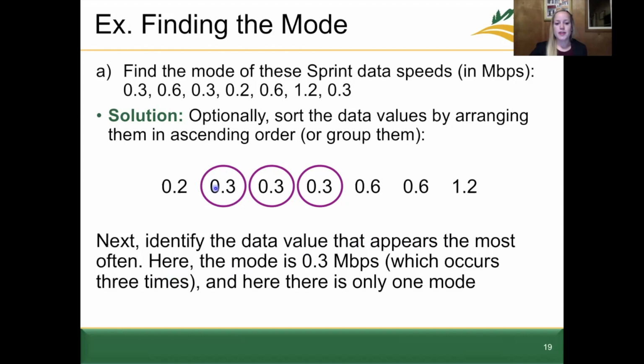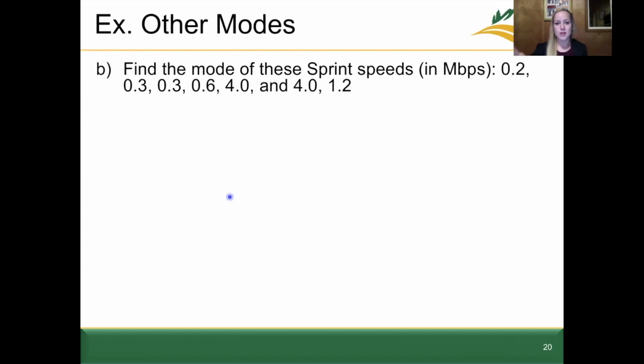Our mode here is 0.3 megabits per second, and there is only one mode because no other data value also appears 3 times in this data set. So we only have one mode and it's 0.3. Let's do 2 additional examples now. Find the mode of these data values here.